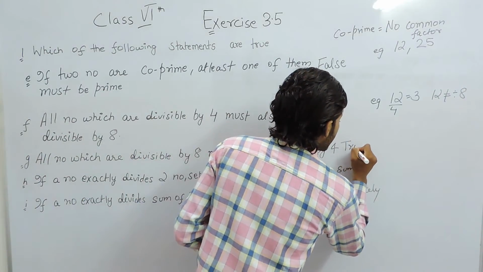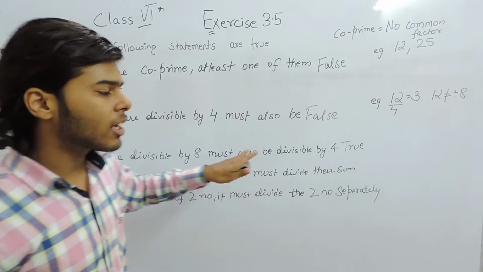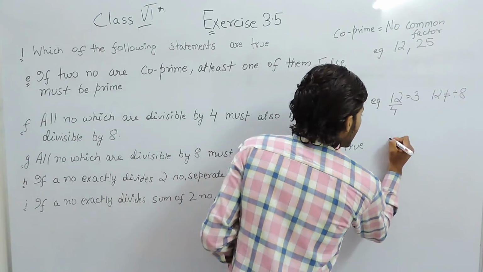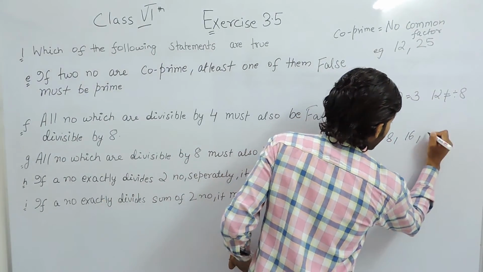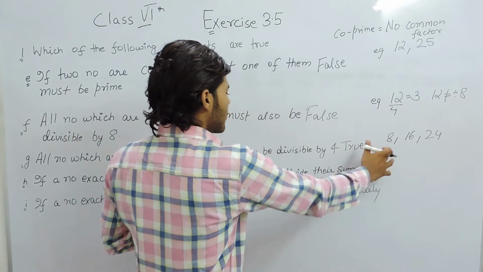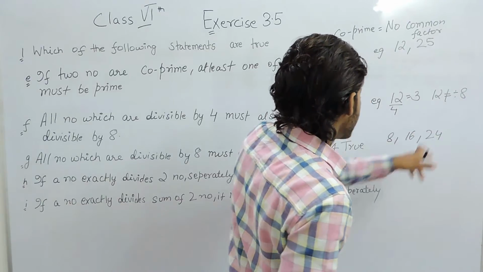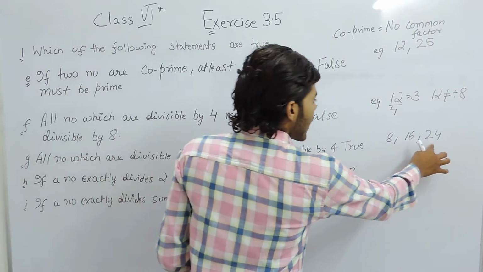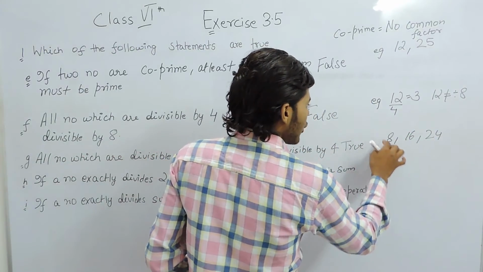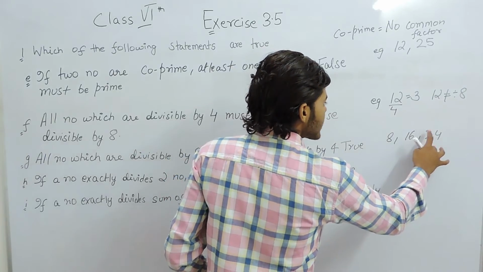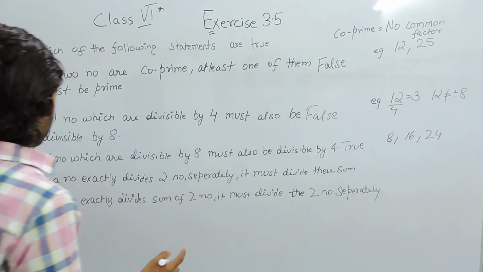The third one, all numbers which are divisible by 8 must also be divisible by 4. This statement is true because first of all 4 is a factor of 8, and let me give you some examples like 8, 16 and 24. These are the first three numbers that are divided by 8. 8 one time, 8 two times and 8 three times. And if we divide these numbers by 4, then 4 2 times 8, 4 4 times 16 and 4 6 times 24. So this statement is true.